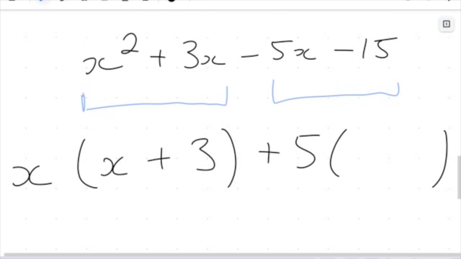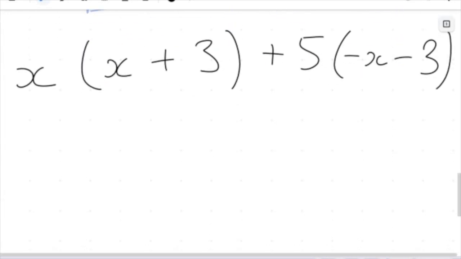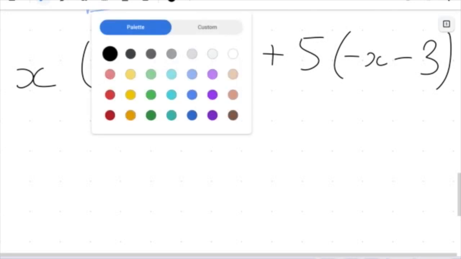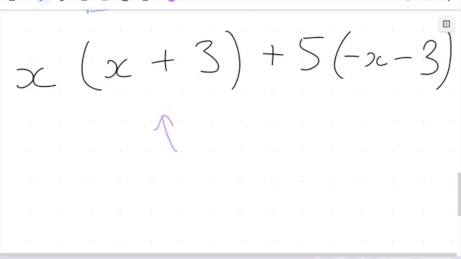Well, instead of having x here in the brackets, how many times does positive 5 go into negative 5x? It goes negative x times. How many times does positive 5 go into negative 15? It goes into it negative 3 times. Now you can see here, I'm at a standstill because these are not the same.